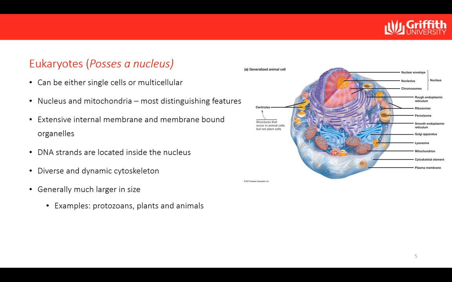So let's talk about eukaryotes. These are complex organisms and can be either single-celled or multicellular. The presence of a nucleus, which holds the genetic material or DNA inside of it, and mitochondria are the most distinguishing features of a eukaryotic cell. These cells also have an extensive internal membrane and a network of membrane-bound organelles. These cell types are usually much larger in size compared to prokaryotes and have a very diverse and dynamic cytoskeleton. Some of the best examples of unicellular eukaryotes are protozoans like amoeba. We humans are aggregates of trillions of eukaryotic cells.